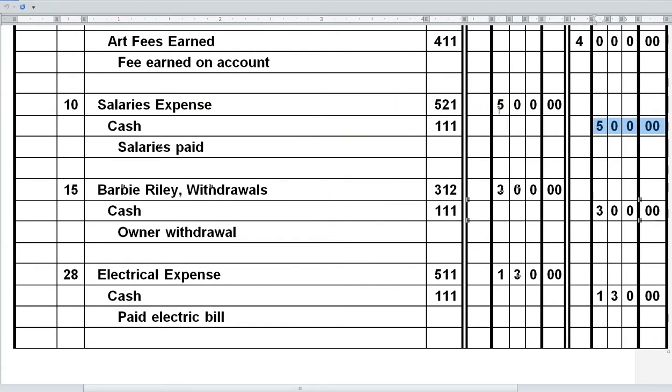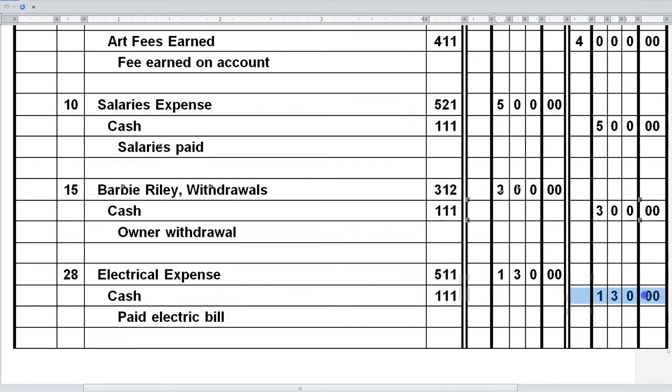But that's an income statement account. But nevertheless, it takes a debit as we also debit a negative capital account here in the withdrawals. The electrical expense, again, a temporary debit. Instead of debiting capital, you debit the expense. You're adding to the expense.